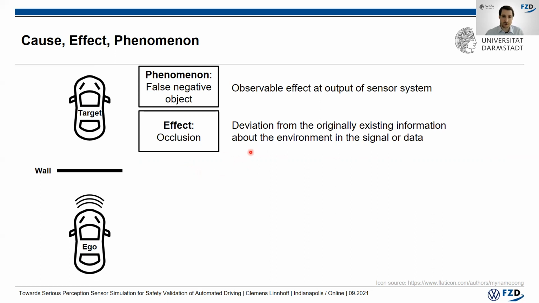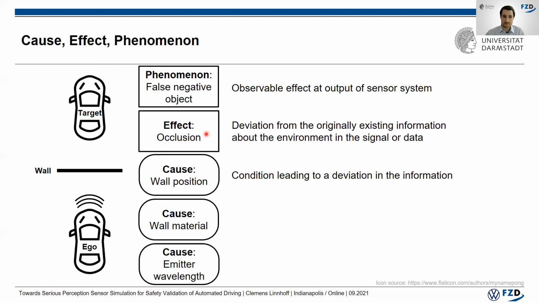And every deviation from the originally existing information about the environment in the signal data we call an effect. And effects can occur in different parts of the signal processing of a sensor. So it can be already during emission, can be during signal propagation, in the reception, and so on. And for every effect, there's one or multiple causes. And as a cause, we define every condition leading to a deviation in the information.